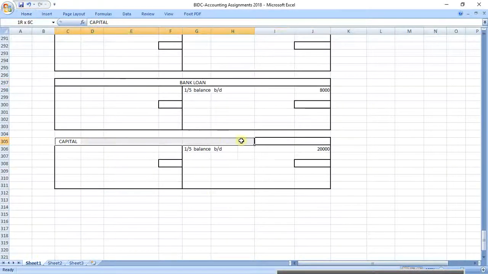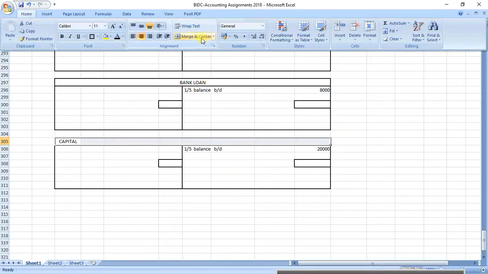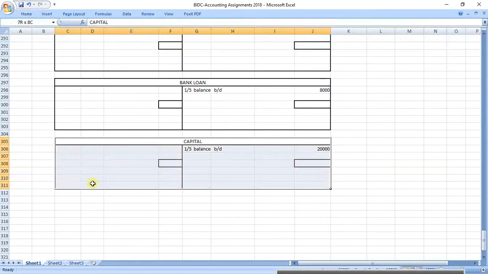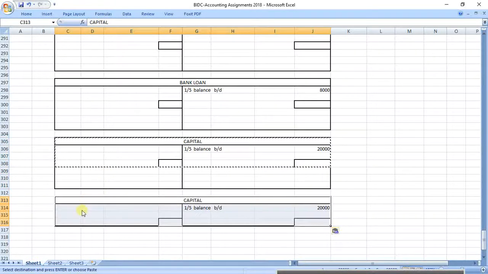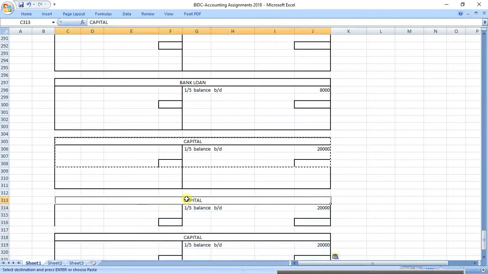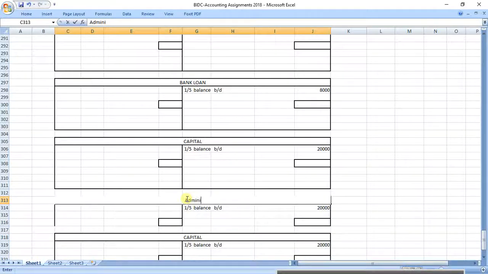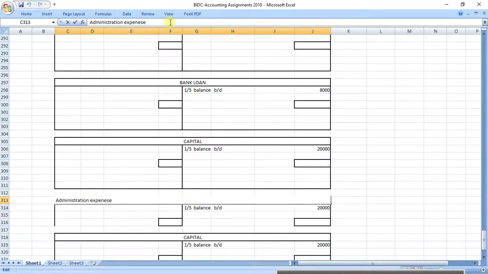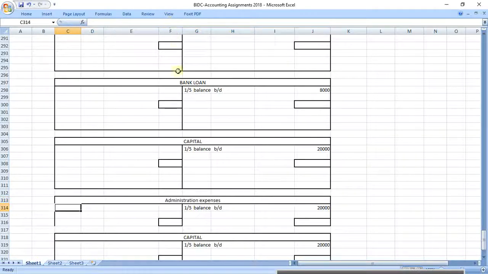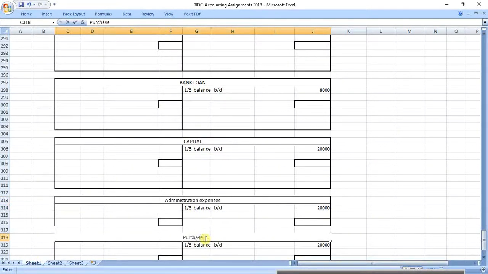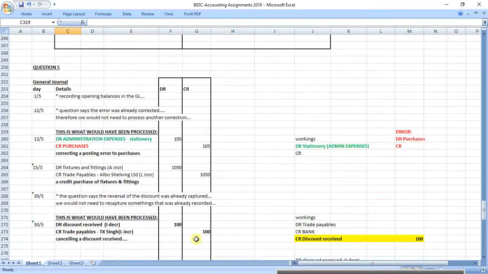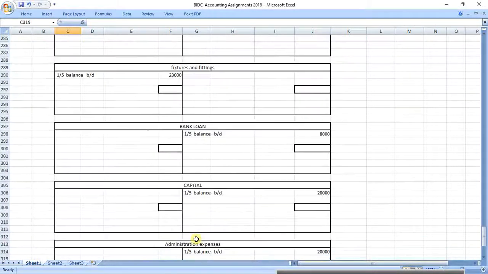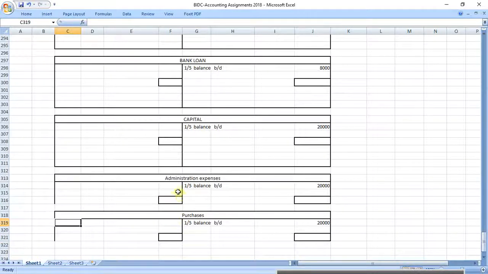Okay. Then the next one was fixtures and fittings was debited 1050 with trade payable. Trade payable, over shelving, GJ, this was on the 15th. So now would we make a trade payable account? If you don't have an account, you would.